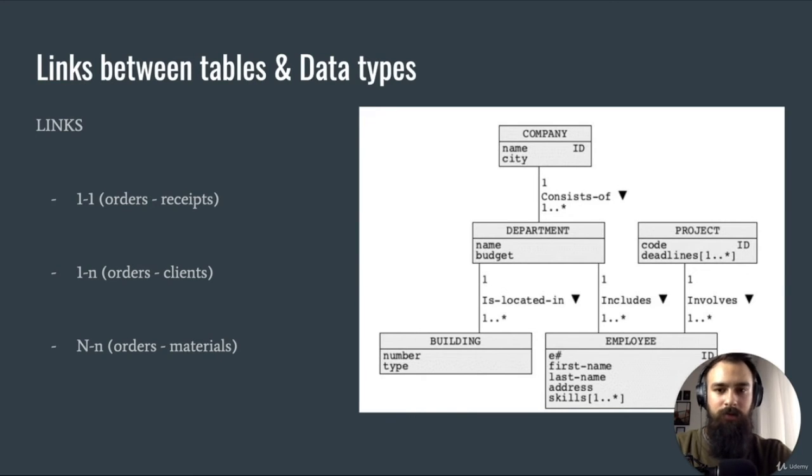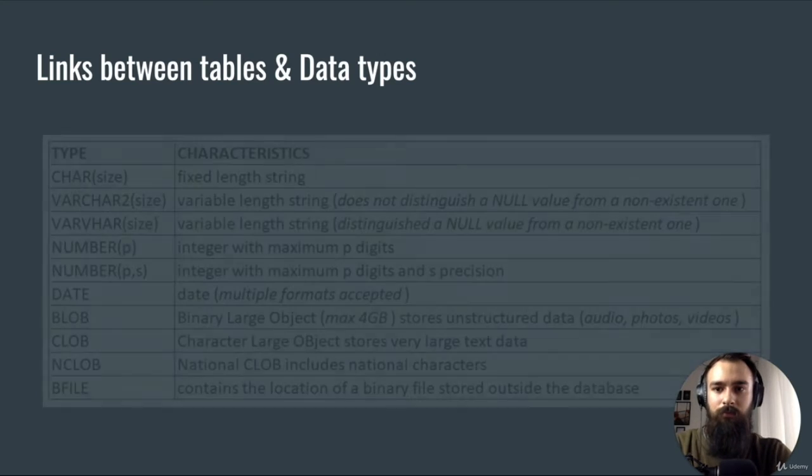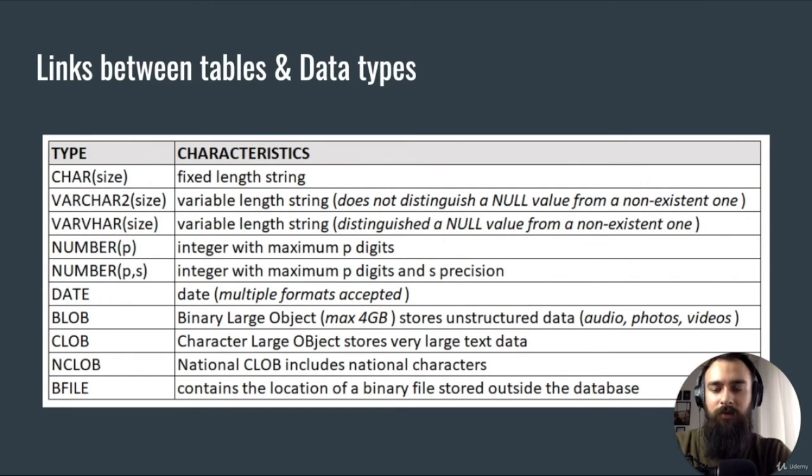And now let's talk about data types. These are the main data types that can be found in an Oracle database. Let's say a few words about each of them. The char is a fixed length string. That means if we set the size of the char 5, we can only store strings that are 5 characters long. We can't store strings with the length of 4 or 6. We only can store strings that have the length equal to the size of the char.